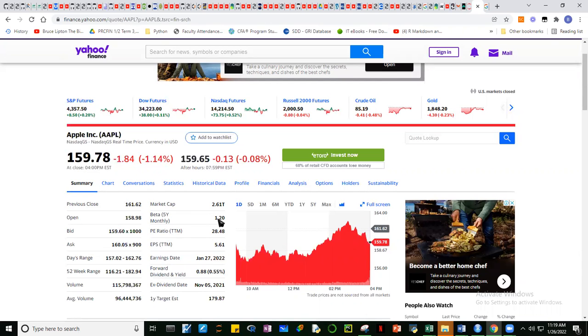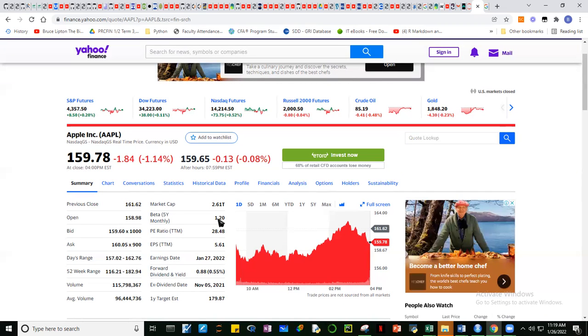Sabi natin yung 1.2, a beta that's higher than 1 indicates that it's riskier than the market. 1.2 means that if the market increases by 10%, then this stock, Apple stock, will increase by 12%. Kasi 1.2 times siya.